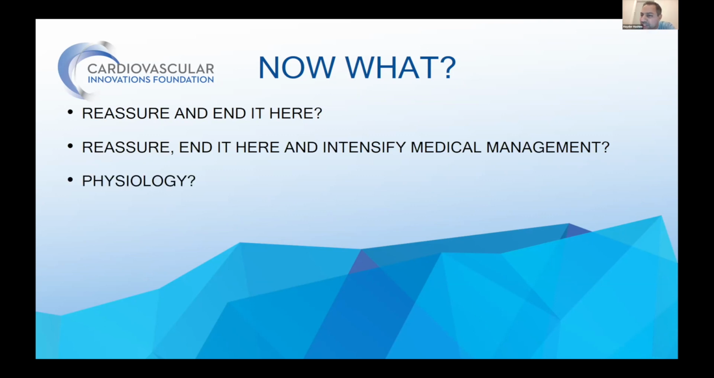Is it time to do physiology? Because we didn't do CT-FFR. Do we really want to see if this is an FFR of 0.67 or an FFR of 0.82? Is it 0.85 or something else? Would you IVUS it? Do you think imaging will help you risk stratify this LAD, or would you even OCT it? Manos, do you want to take this?